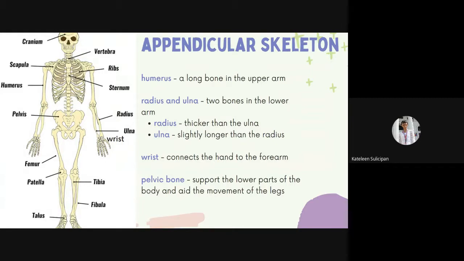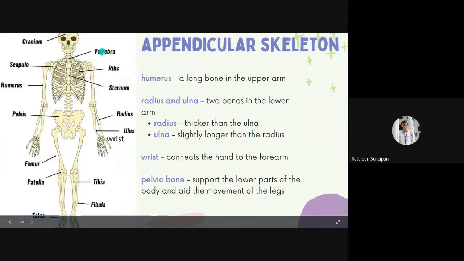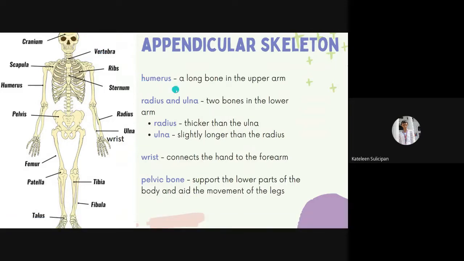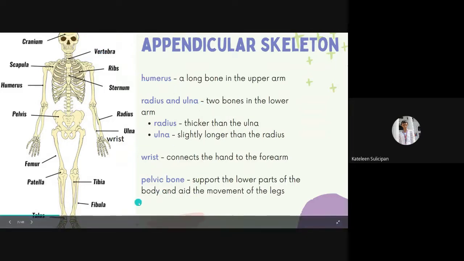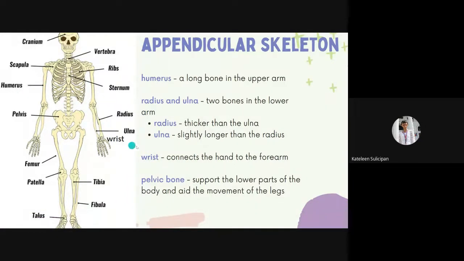Dito naman are the bones na part pa rin ng appendicular skeleton. Yung appendicular skeleton consists of the bones sa shoulder, arms, hands, hips, legs, and feet. I-discuss natin yung humerus, radius, and ulna, wrist, and pelvic bone. Nakikita niyo naman, ito yung humerus, radius, and ulna, wrist, and the pelvic bone. Ito, which is the pelvis.